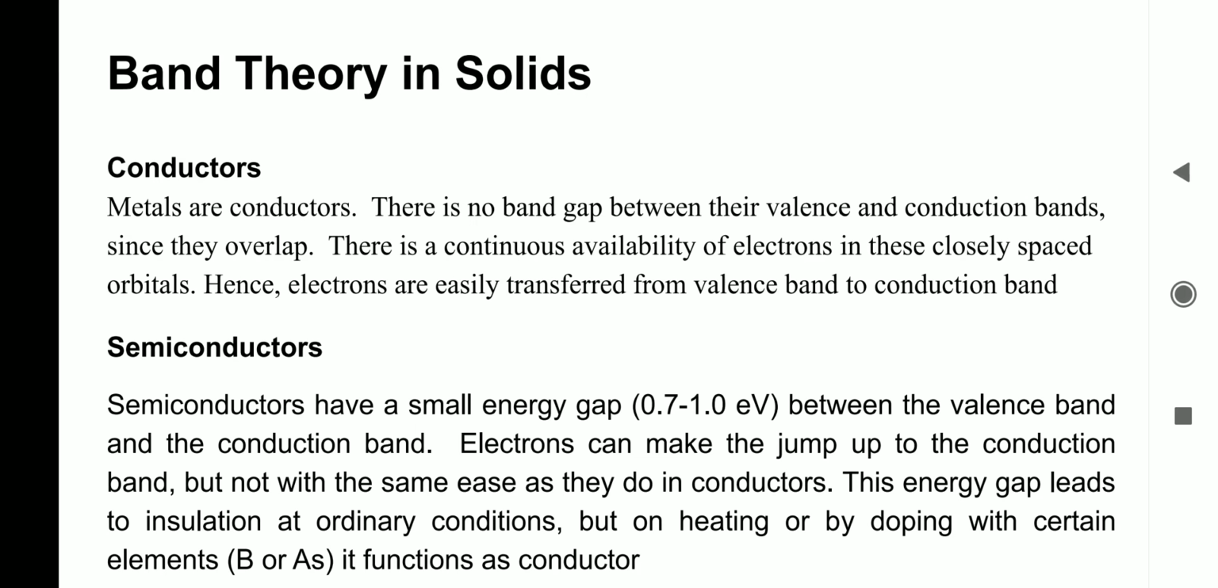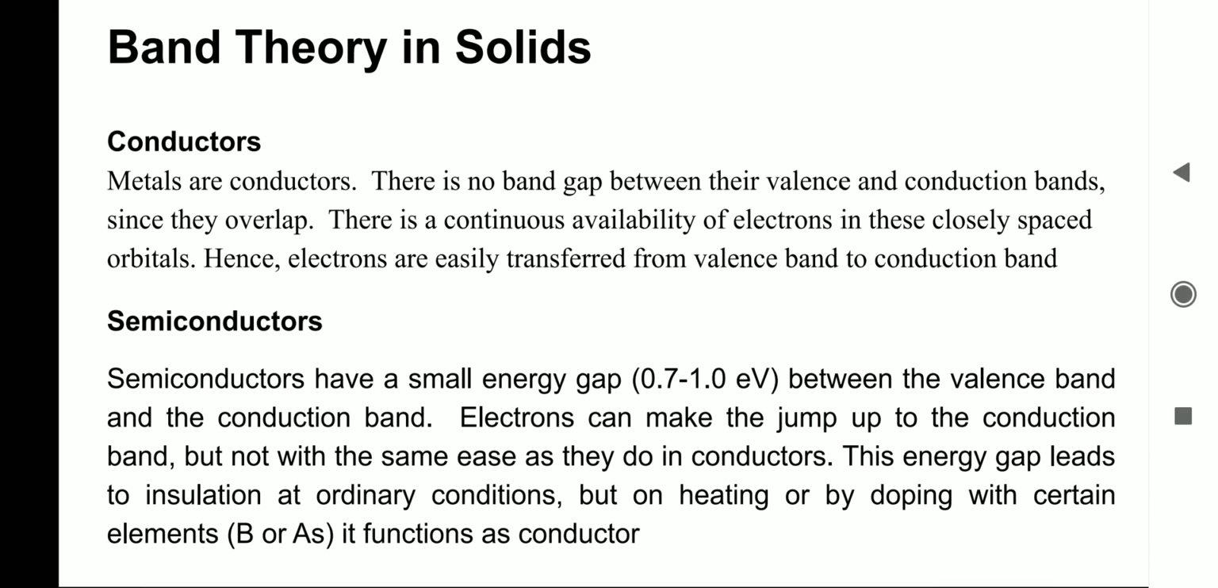How have we explained the formation of valence band and conduction band? We have explained it with the help of molecular orbital formation. And since these bands are overlapping, there is continuous availability of electrons in these closely spaced orbitals, and hence electrons can be easily transferred without any effort, as I mentioned earlier.